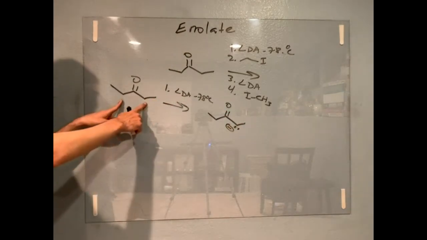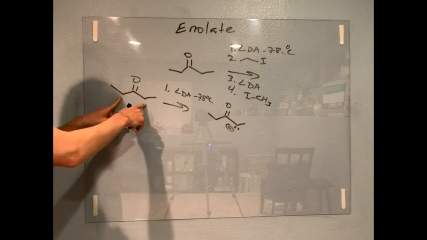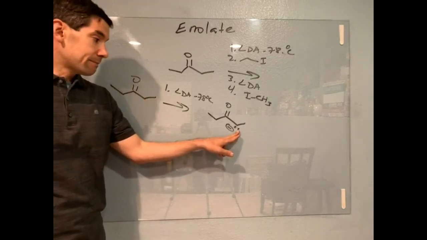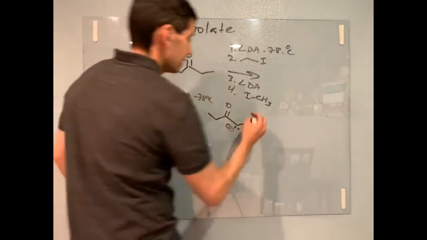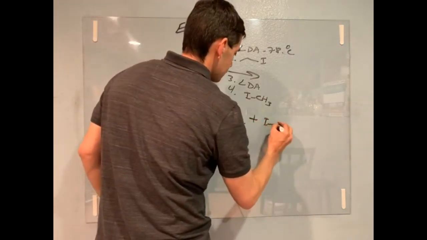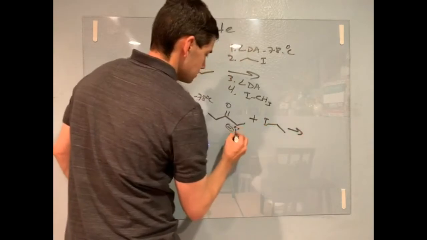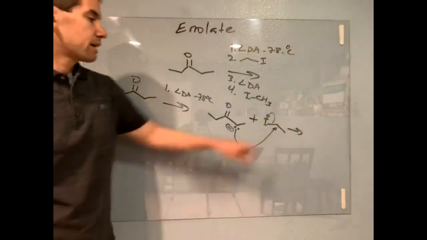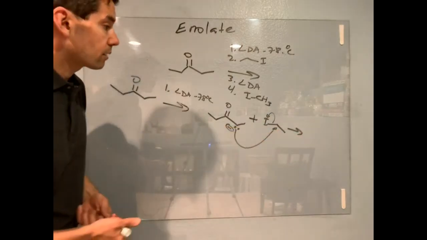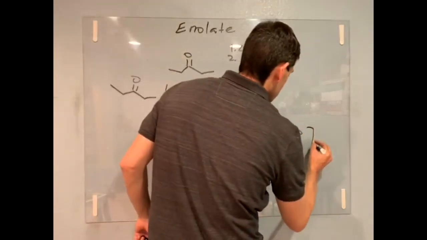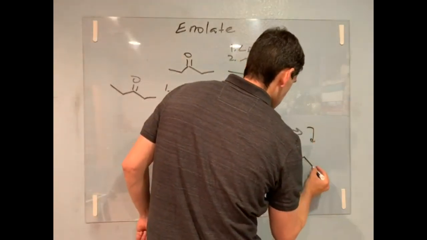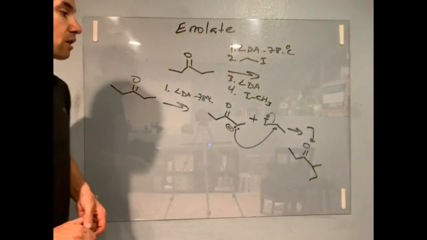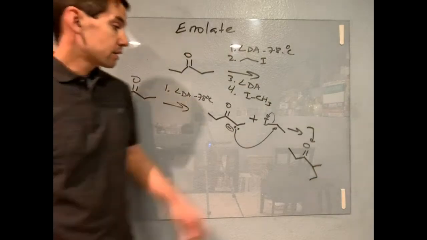Again, did it matter which side? In this case, no, because it's symmetrical, right? They're the same alpha carbon. So let's pull off that proton. We generate the enolate. This enolate is going to attack our alkyl halide. I'll draw that just for fun to kind of show that. And look at that. We're going to add in what? We're going to add 2 carbons here. Okay, 2 carbons. So we'll go here. All right, we've added 2 carbons to our carbonyl.